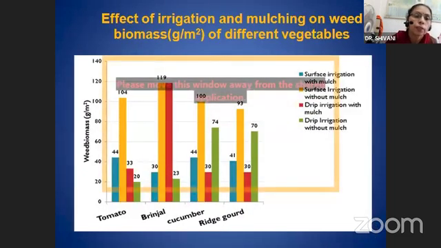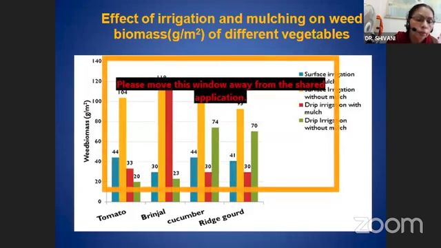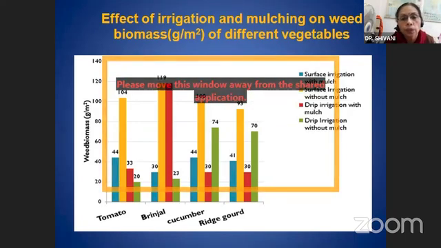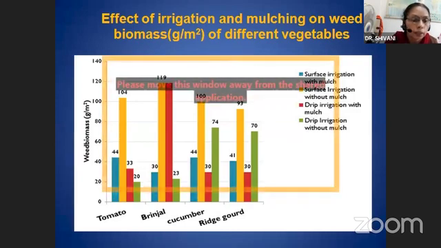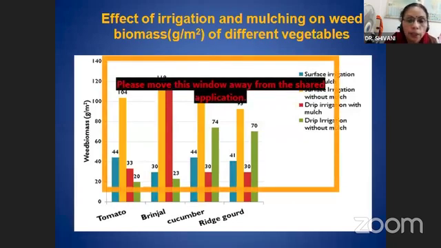This graph shows the effect of irrigation and mulching on weed biomass. As I was telling, weeds are very harmful for our crop, and if we provide mulch and then grow our crop, it suppresses the weeds. Here there are four situations: surface irrigation with mulch, surface irrigation without mulch, drip irrigation with mulch, and drip irrigation without mulch. With drip irrigation with mulch, you can see there are fewer weeds, where you can see the green one. And this is drip irrigation without mulch.